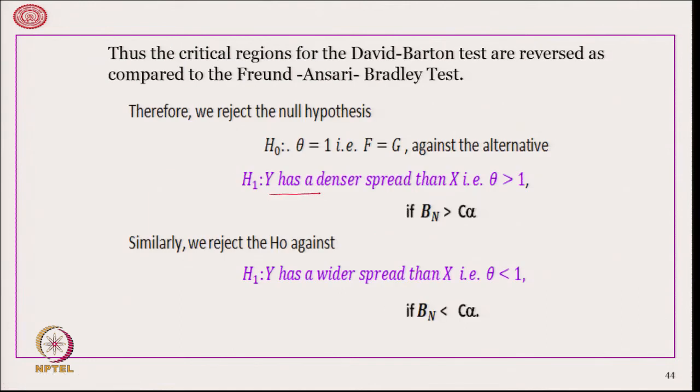What is going to happen? If Y has a denser spread than X, that is theta is greater than 1, then the rejection criterion is going to be that the value of the statistic is greater than the critical value. And similarly, if the alternative is Y has a wider spread than X, that is theta is less than 1, then the condition is going to be B_n is less than some critical value.